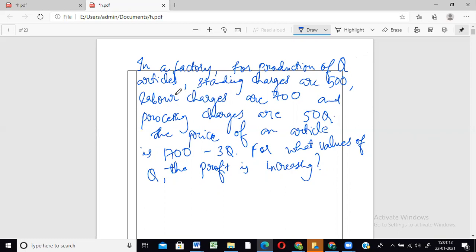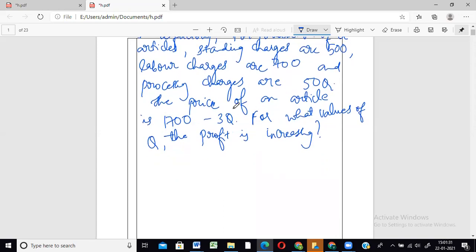And labor charges are 700, meaning the charges for how many laborers were required for doing that particular task. And processing charges are 50Q. Processing charges means how much is being used in making. The price of an article is 1700 minus 3Q. For what values of Q is the profit increasing?